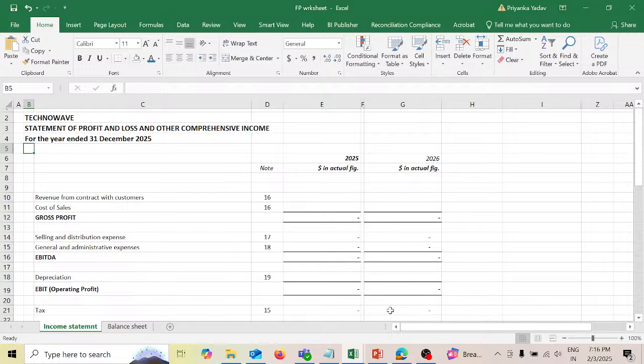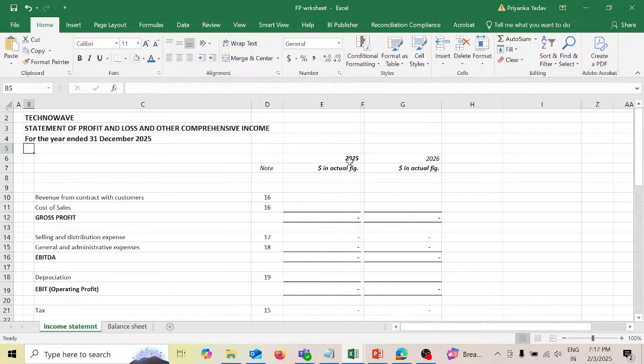So we are building financial statements from the basics. The first one, as I told you, is my income statement. Let's start building our dynamic three-statement model, where we will be linking the balance sheet, P&L, and the cash flow statement for Technowave firm. This is a mid-size IT company.